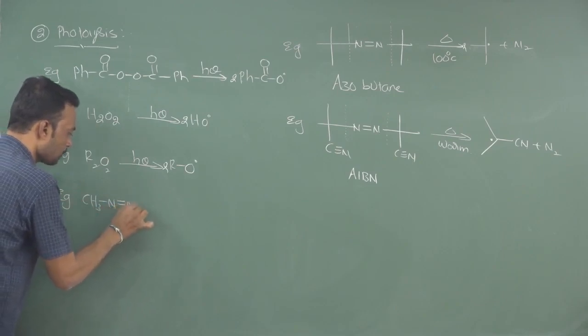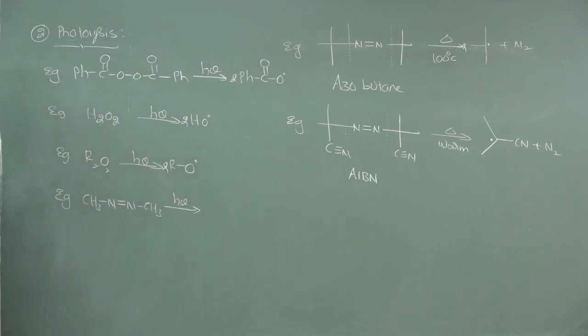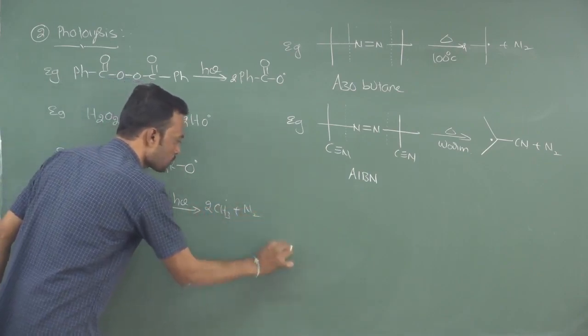Now we can also take azomethane: nitrogen nitrogen double bond with CH3. This is called azomethane. Azomethane on photolysis. Can I break this? Break this. What do you expect? How many methyl radicals? 2 methyl radicals and then loss of N2.